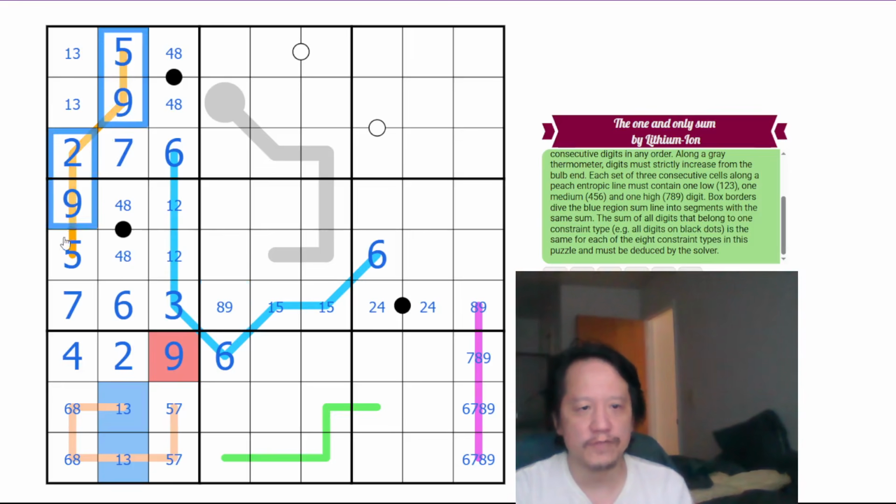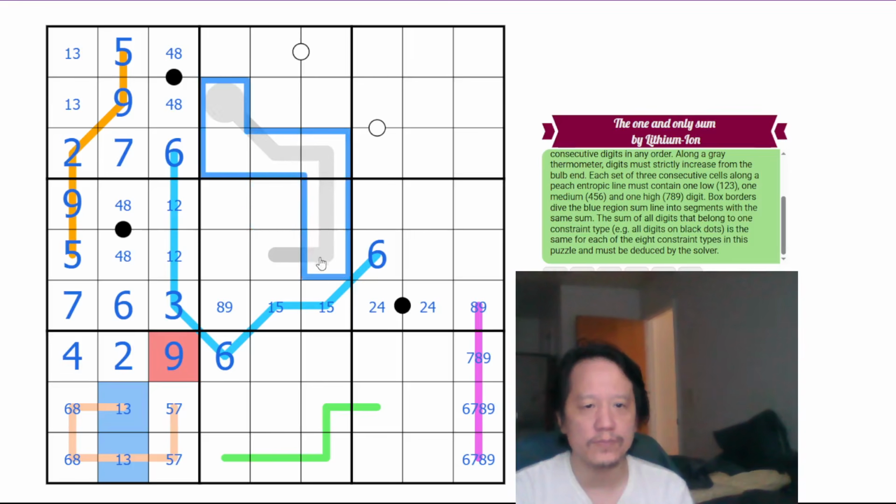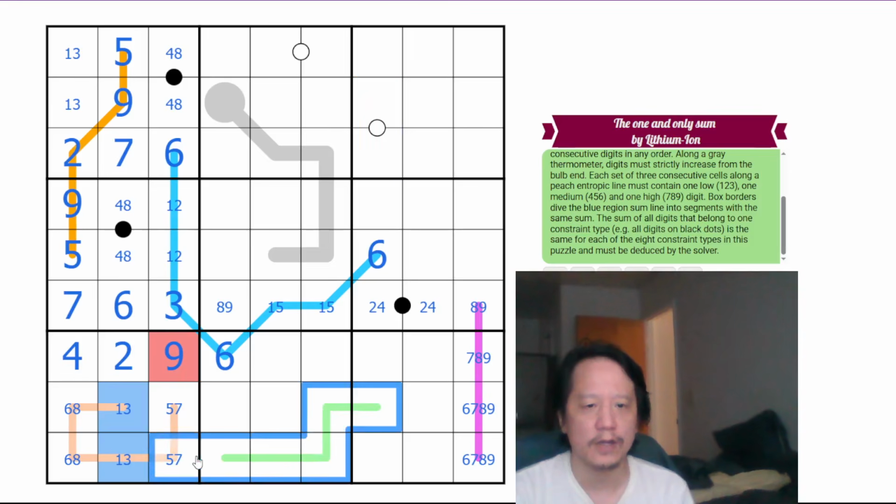So we have the whisper 4 line set. We have the entropic line set. We have the Renban line set. We have the region sum line set. We have the black Kropke dot set. So we still need to do thermometers, white Kropke, and the whisper 5 line.